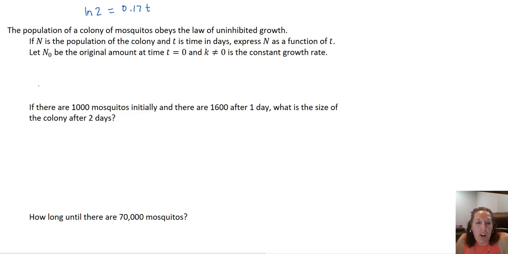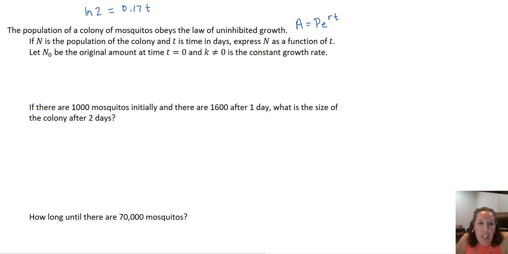The population of a colony of mosquitoes obeys the law of uninhibited growth. So the law of uninhibited growth is actually that continuous compounding formula we were just looking at. The letters sometimes are a little bit different, but the setup is always going to be the same. We're going to have the amount at the end, the amount at the beginning, times e raised to whatever that growth rate is going to be, times our time.